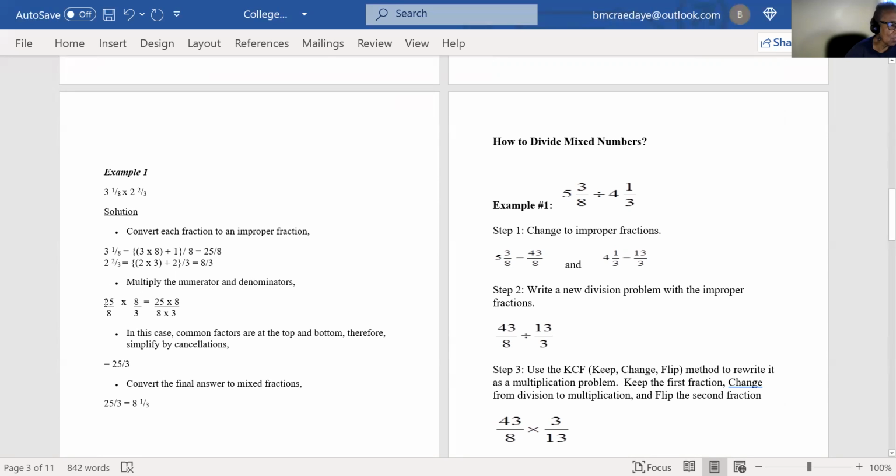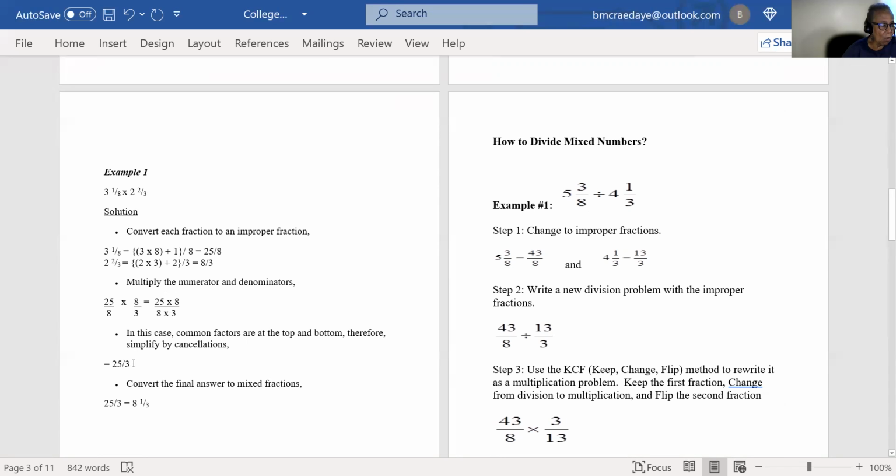The numerators are 25 and 8, so you say 25 times 8, that's multiplication. And the denominator, 8 times 3. Now, notice you have an 8 in the numerator and an 8 in the denominator. So 8 over 8 is 1. So you have your answer, 25 over 3. Now, if you didn't have these common factors at the top and bottom, you just multiply the top and multiply the bottom. Okay, so your answer is 25 over 3.